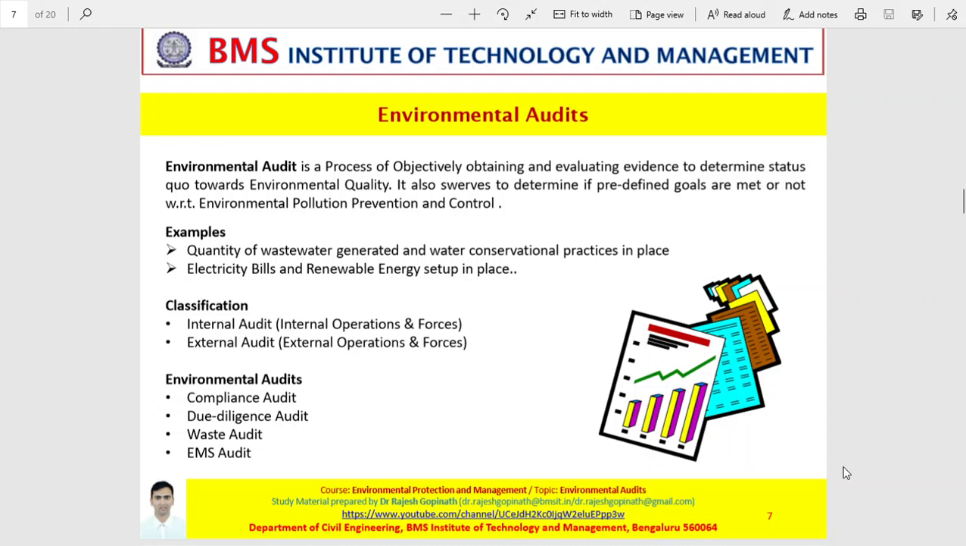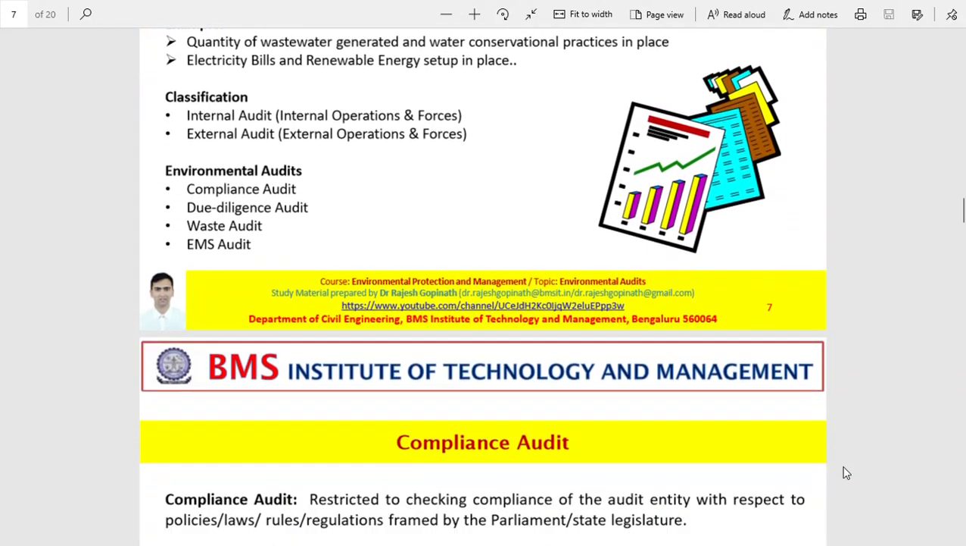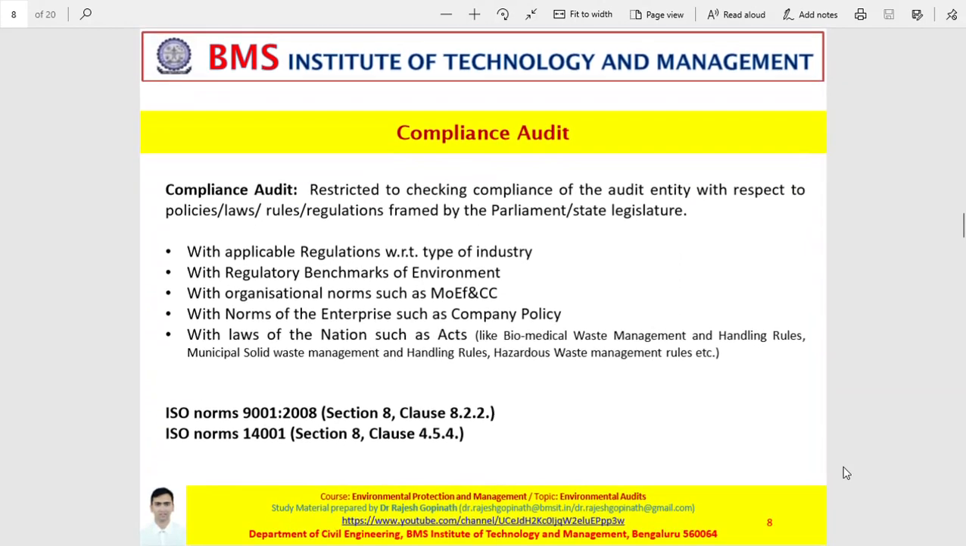Let's now move on to what are the different types of environmental audits. There are 4 types and much more. Within the scope of this presentation, we shall discuss compliance audit, due diligence audit, waste audit, and most importantly, environmental management system audits. Let's move on to slide 8. Let's understand what a compliance audit is.